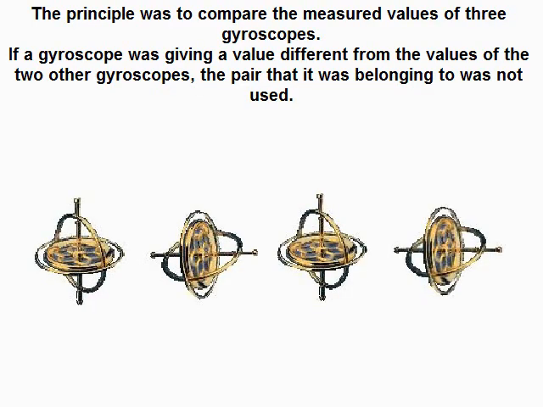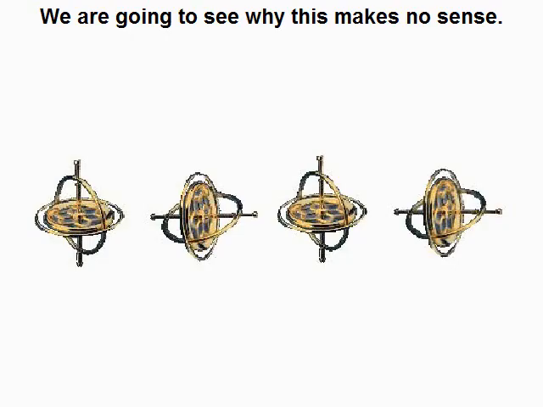The principle was to compare the measured values of 3 gyroscopes. If a gyroscope was giving a value different from the values of the 2 other gyroscopes, the pair that it was belonging to was not used. We are going to see why this makes no sense.